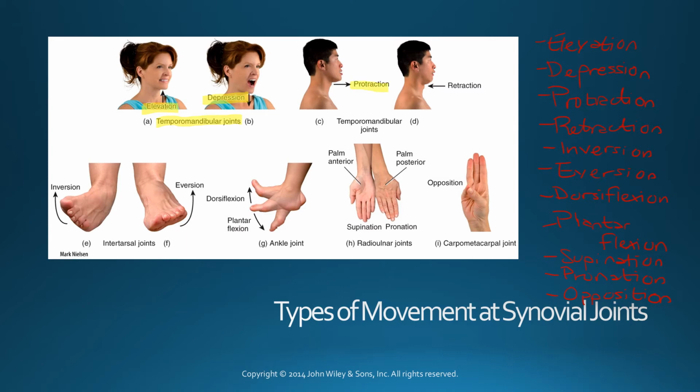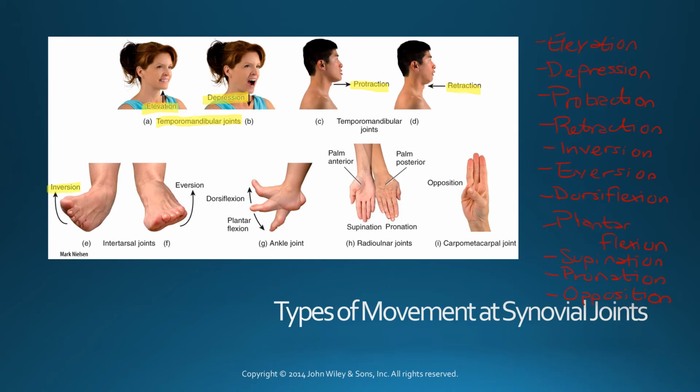Protraction. This is movement of part of the body anteriorly in the transverse plane. So you can protract your mandible. This is also at the temporomandibular joint by thrusting it outward. The opposing movement to protraction is retraction. This is a movement of the protracted part of the body back to anatomical position.